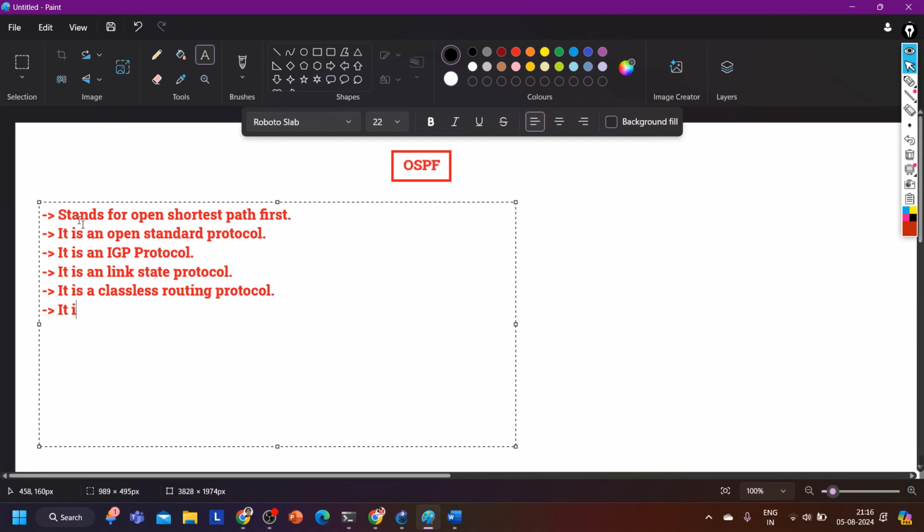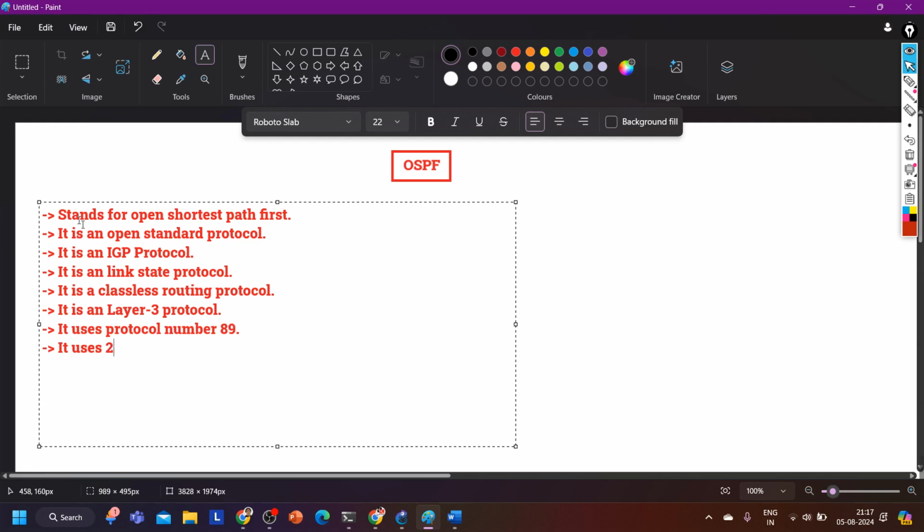It is a layer 3 protocol. What is the protocol number? If it is a layer 3 protocol, then definitely this protocol will have one protocol number, because it does not use TCP or UDP. So it uses protocol number 89. Very good.